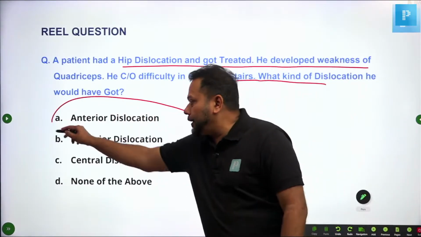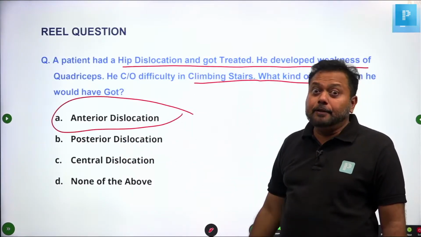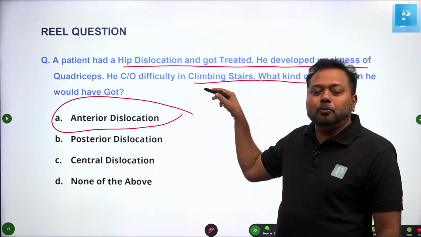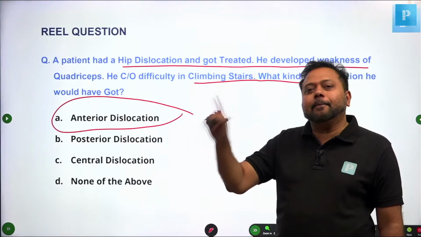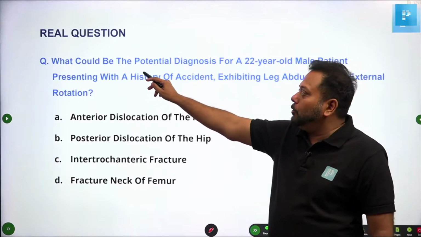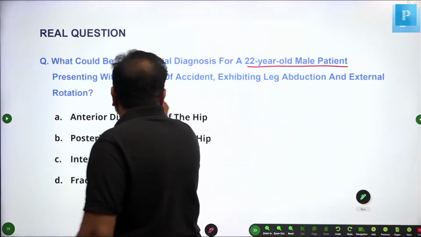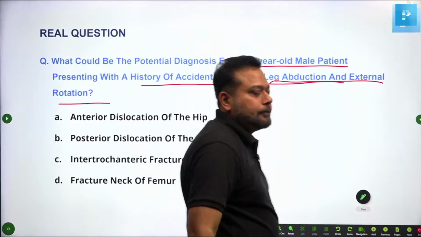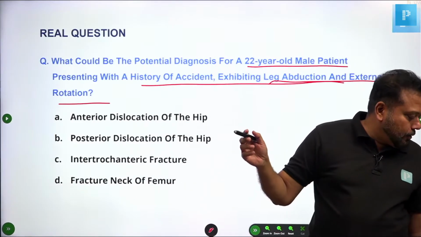It is anterior dislocation because this implies femoral nerve involvement, quadriceps damage, quadriceps weakness. That is why he developed difficulty in climbing. Anterior dislocation causes femoral nerve injury. This is the original question asked in INI-CET: what could be the potential diagnosis for a 22-year-old male patient presenting with a history of accident exhibiting leg abduction and external rotation? Abduction, external rotation. It should be anterior. Very good.